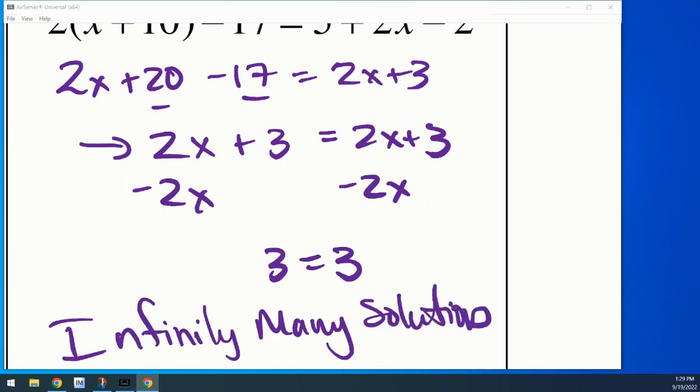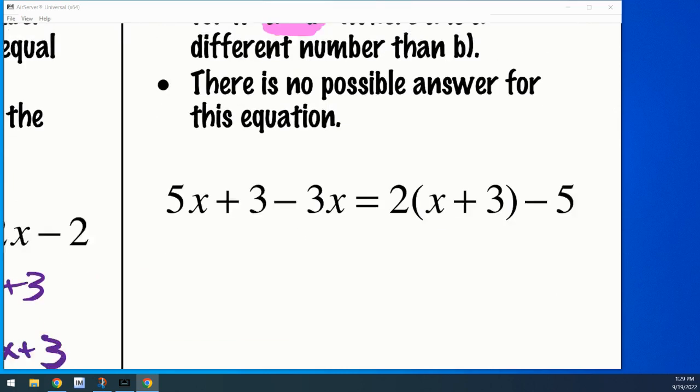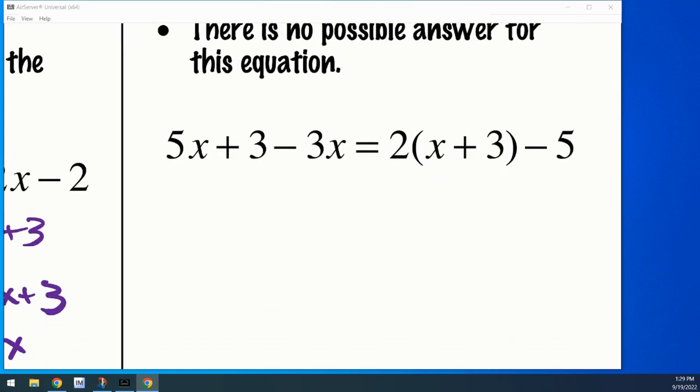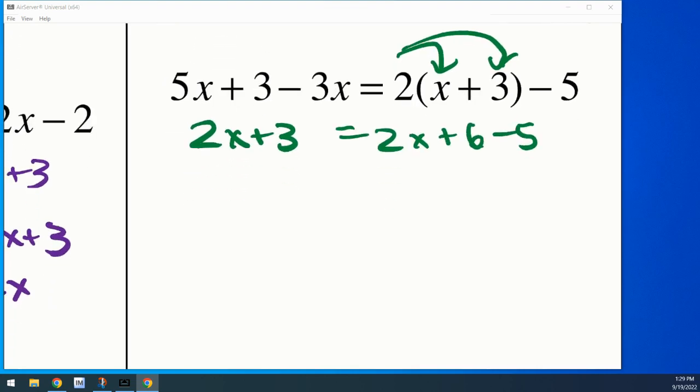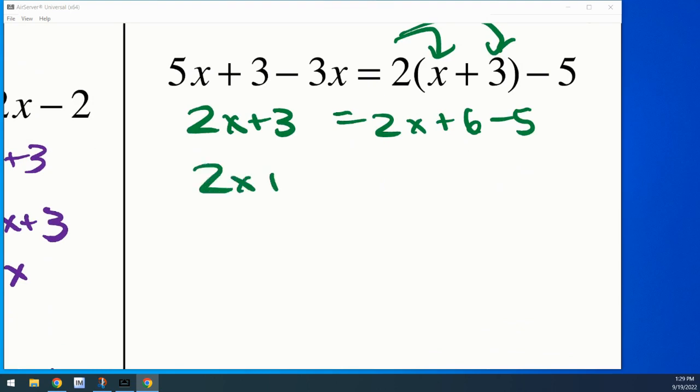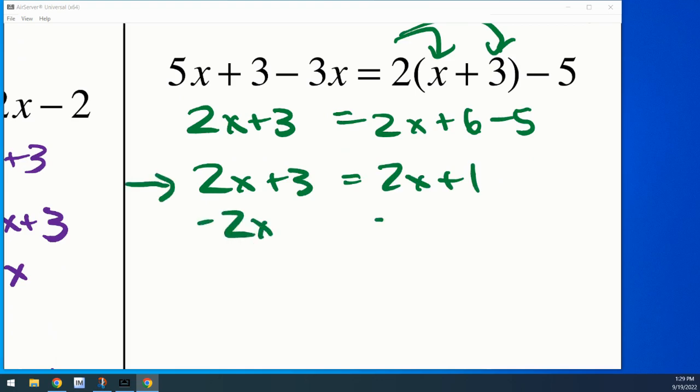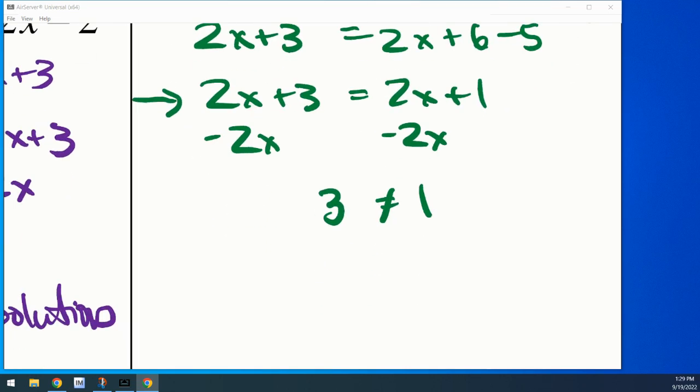Then last but certainly not least, I'll do green, is this next one. And we already know it's going to be no solution. So I'm going to combine my like terms. So I get 2x plus 3. We're going to distribute here and get 2x plus 6 minus 5. So I get 2x plus 3 equals 2x plus 1. And we're going to look at this stage right here. I'm going to subtract 2x from both sides, and I'm going to get 3 equals 1. And 3 never equals 1, so this is no solution.